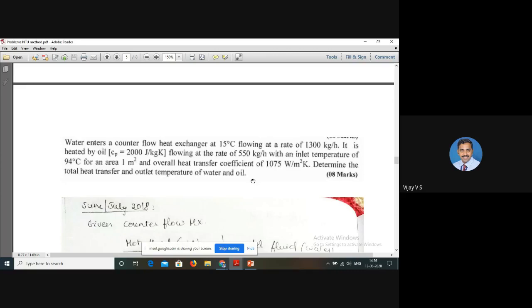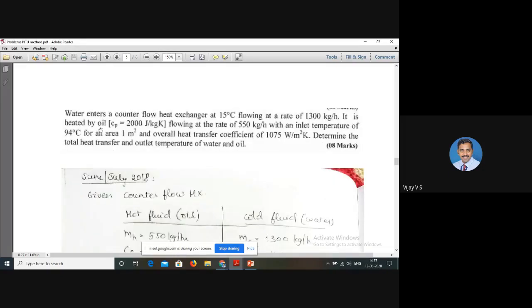So the outlet temperatures we don't know. Since we don't know the outlet temperature of both the fluids, I should go with the effectiveness NTU method. See the last three question papers, if you see your 2015 scheme, all the problems were on the NTU method. So both methods are very important. Now let us see what data is given. It is a counterflow heat exchanger. The previous two problems we solved for parallel flow. This is counterflow.